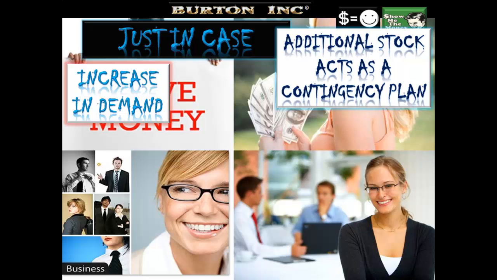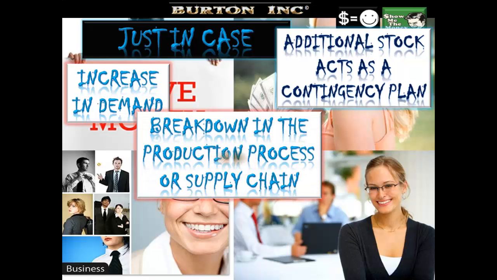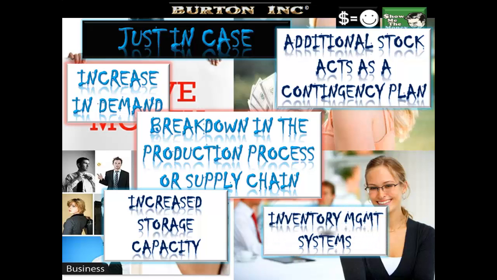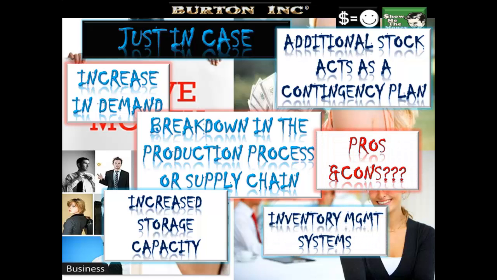And that additional stock can also act as a contingency plan. If something goes wrong with our suppliers, our production comes to a halt, we still have enough stock on hand to meet our customers' needs for the next little while at least. Yeah, so if there's a breakdown in the production process or the supply chain, we still have stock there as contingency. It does require increased storage capacity. We need to hold these stocks on hand, and it does require great inventory management systems to be in place. Pros and cons, again.